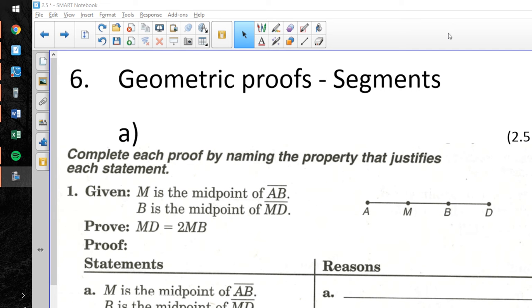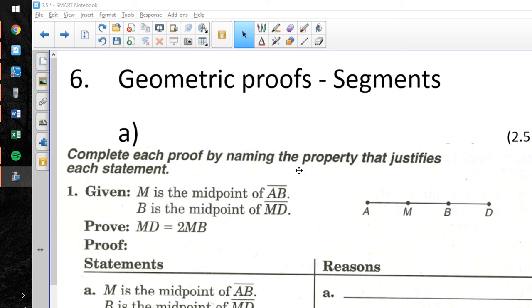Okay, everybody, now that we've taken some time doing some algebraic proofs, we're now going to make the scary jump into geometric proofs. If we take a look at what's going on right here, you'll notice that the proof statement and the givens aren't anything to do with an equation, but rather a geometric figure. And our proof statement in this particular problem is we're going to try to prove that the length of line segment MD, M to D here, is equal to 2 times the measure from M to B.